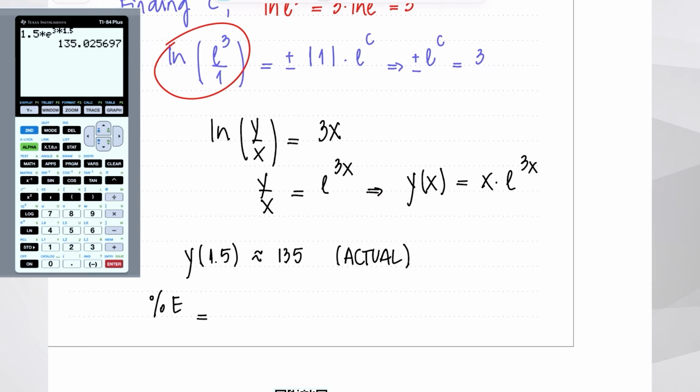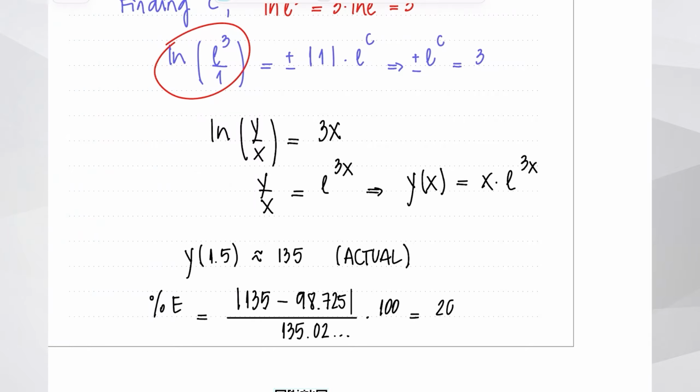Therefore, the percentage error is 135 minus 98.725. Don't forget to use all the digits here. Over 135 times 100, which gives us approximately 26.9%. So the approximation wasn't so good. Now that's it, a very long and demanding exercise in differential equations.